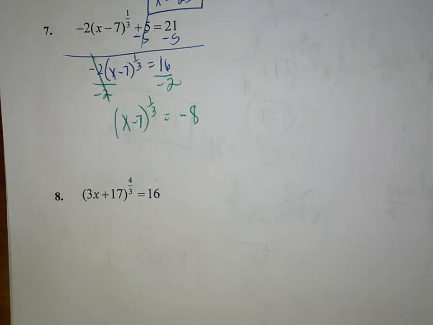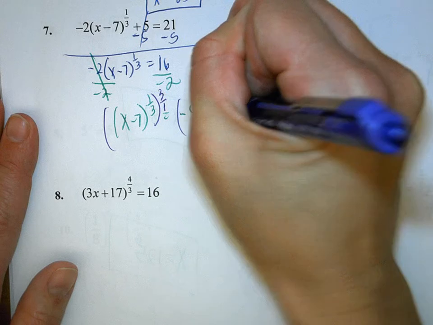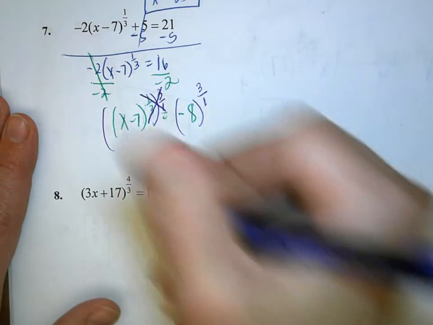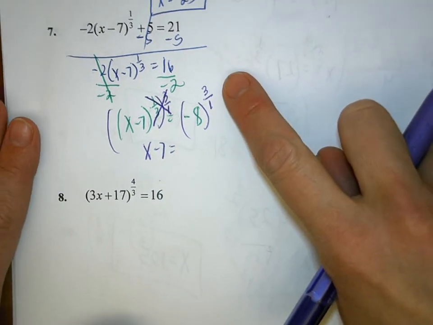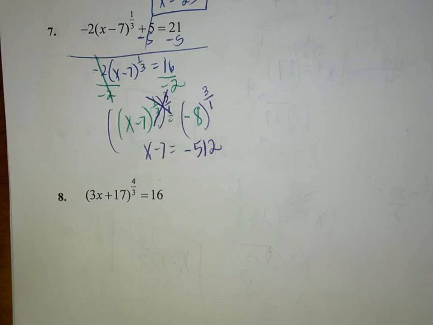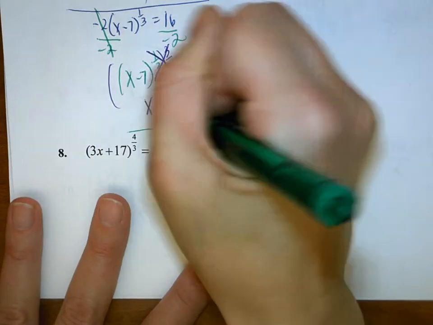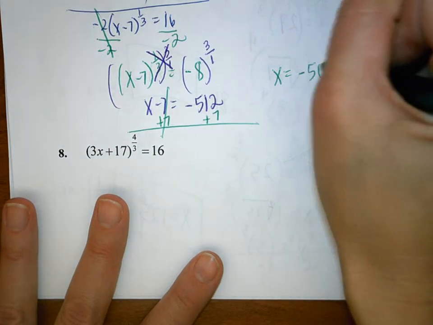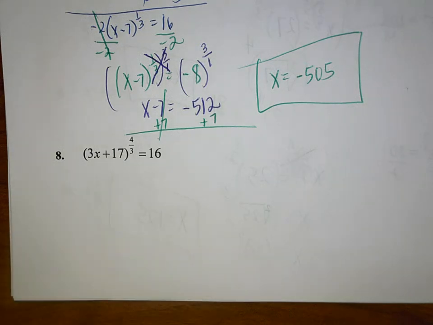Okay, now how do I get rid of that 1/3? 3 over 1. Good, I raise it to the 3 over 1. Whatever I do to one side, I do to the other side. So these cancel out. We get x minus 7 equals, and -8 to the 3rd power is what? It's -512, because you'd have 3 negatives, which would end up making it negative. Okay, and then your last step would be to add 7. So x equals -505 is the correct answer. Okay, questions? Did you see where you went wrong? Okay.